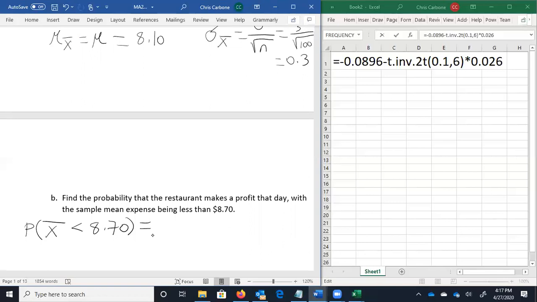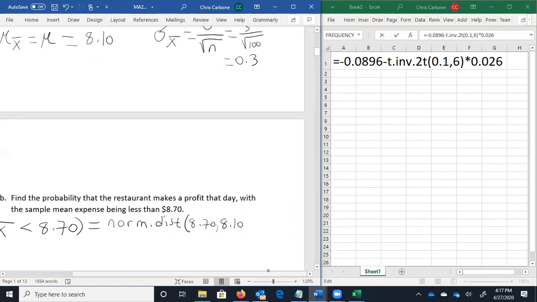And the Excel formula that accomplishes this, I'll just write this one out, is NORM.DIST of $8.70, the mean of $8.10, standard deviation of 30 cents, and then TRUE.